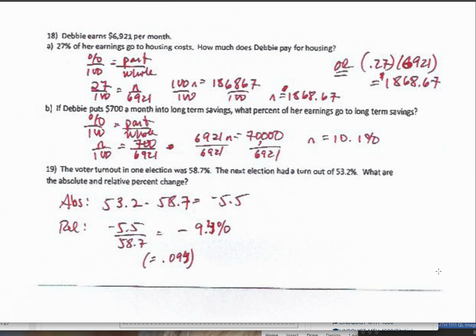Number 19, the voter turnout in one election was 58.7%. The next election had a turnout of 53.2%. What are the absolute and relative changes? Well, the absolute is 53.2 minus 58.7. You went down 5.5%, right? So negative 5.5. And then if I do that negative 5.5 divided by the original amount, which was 58.7, I get negative 9.4%. Okay?